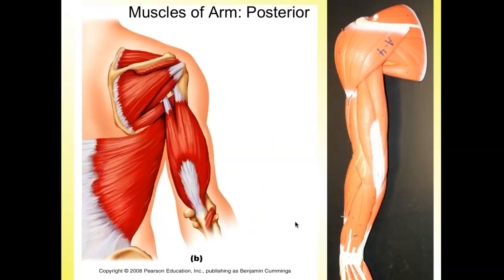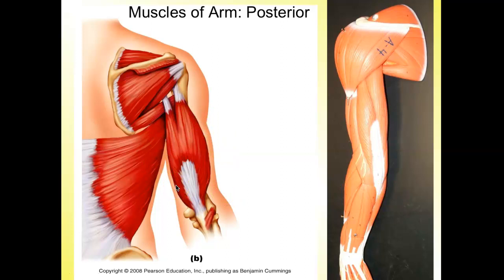On the posterior arm, there's only one muscle. This one muscle has three heads, though, so it's called the triceps brachii. The three heads are visible on the model. They're not visible here in this image, but let's talk about it anyway. So it's a triceps brachii.